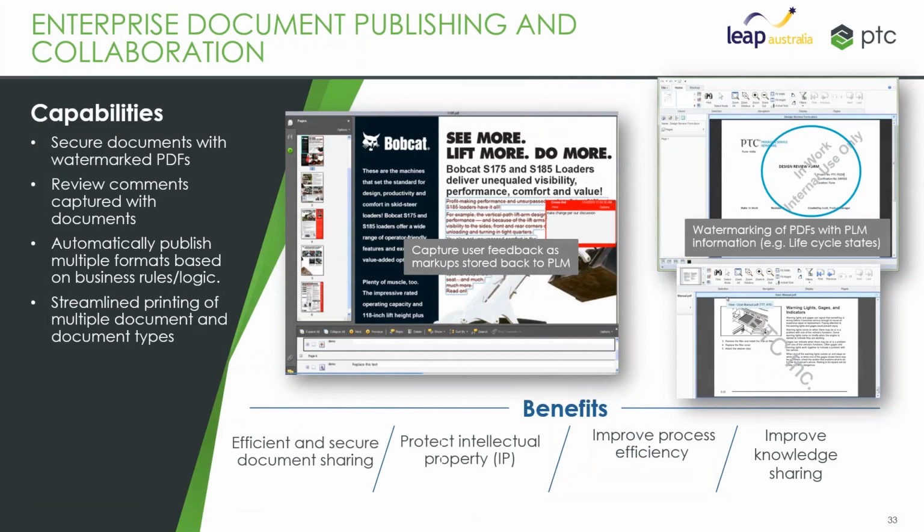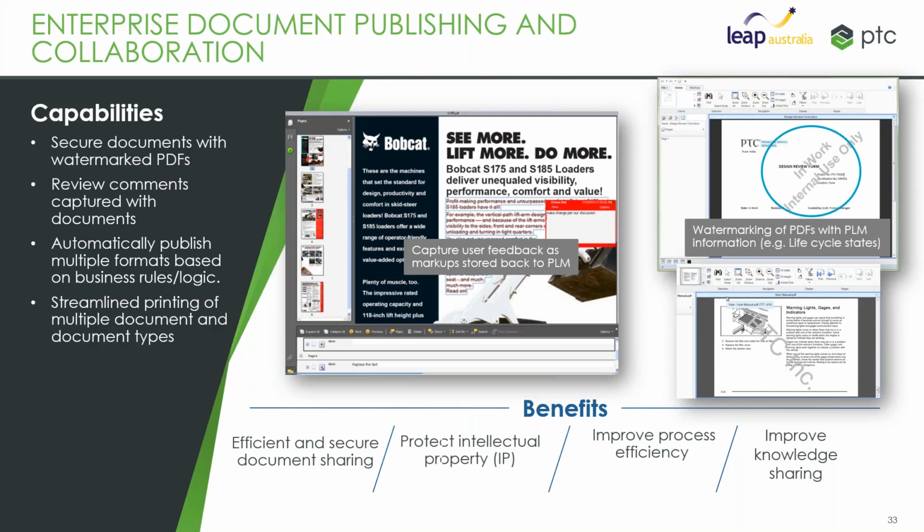So some of the capabilities of document publishing allow us to watermark and include Windchill attributes. This is handy to pull that kind of information into your published documents. You can use the markup tools within Creo View to add comments and then review them at a later date and feed them into change processes. We can automatically publish PDFs and other file formats when documents reach a specific lifecycle stage. And we can use the batch printing system to print multiple documents.